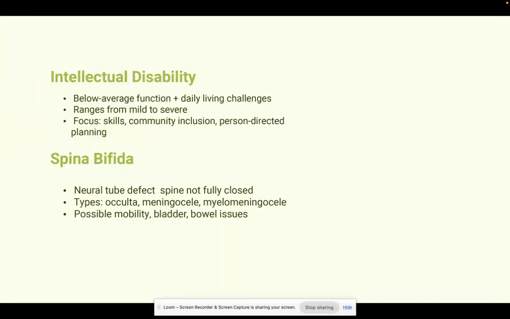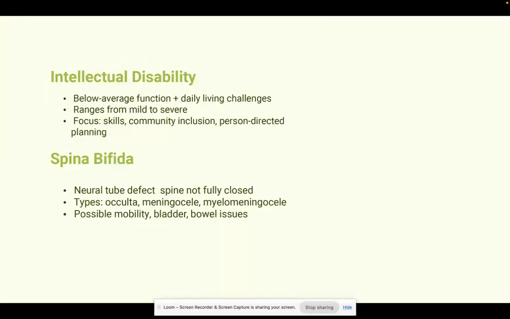So when we talk about intellectual disability, it's below average function, and they might have daily living challenges. So even like doing their ADLs, they have some difficulty learning them, right? So that is considered intellectual disability, right? So it kind of ranges from mild to severe, depends on the client's condition.